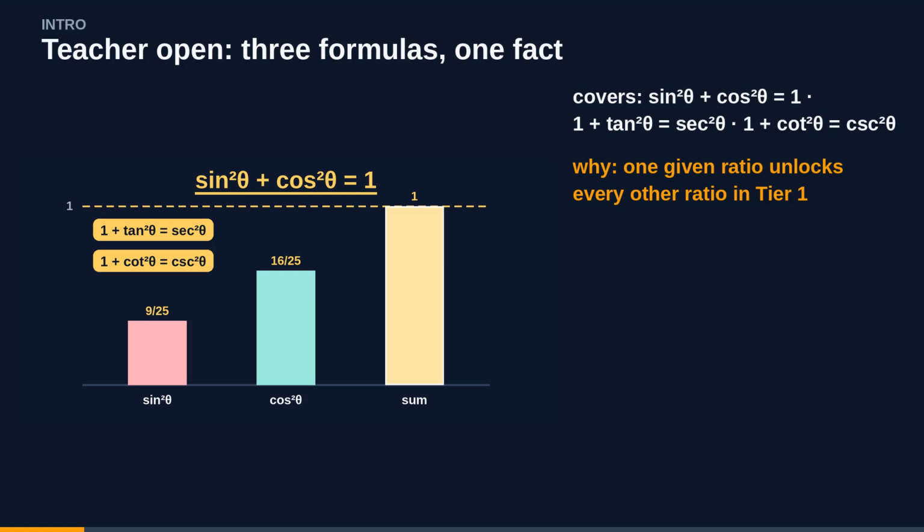Square, subtract, root, done. By the end, you will derive all three from one right triangle fact, and turn any one given ratio into every other ratio in 3 short steps.